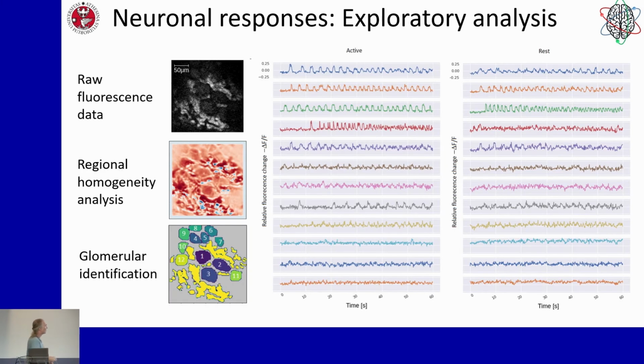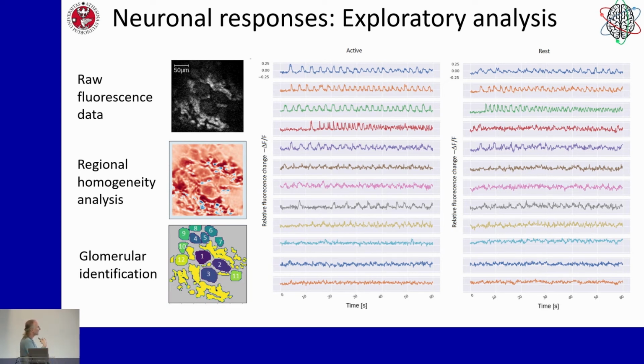Now, analysis works the same way. Raw fluorescence, regional homogeneity analysis to identify the single nodes here. Then we average intensity over these nodes, and what we get here are these response time series for each of the glomeruli, in this case 12. So I show you one example of each of the states. Here an active bee, here a resting, or the same bee in an active state and in a resting state.